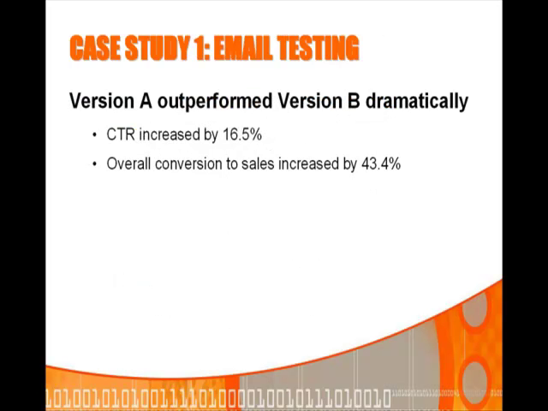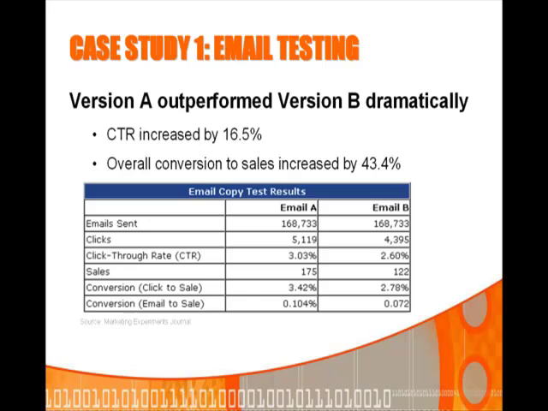Now, as you can see here, version A dramatically outperformed version B. Click-through ratio increased by 16.5%, and overall conversion to sales increased a whopping 43.4%. This dramatic increase in sales required nothing other than a slightly altered secondary version to test and basic tracking software. The experimenters simply sent version A to half the list, as you can see, and version B to the other half. If you conducted this simple test, imagine what your company could do with 43.4% additional sales.